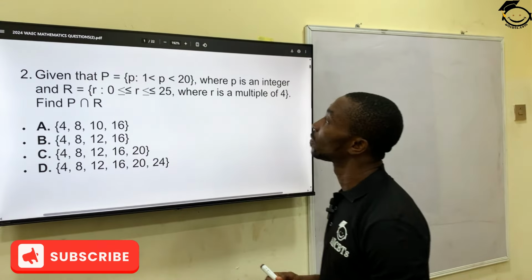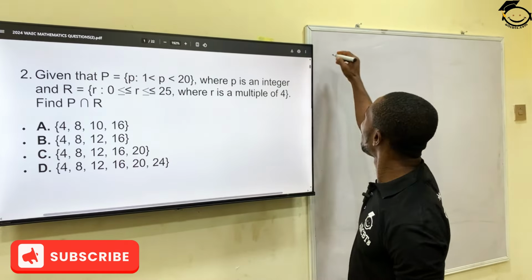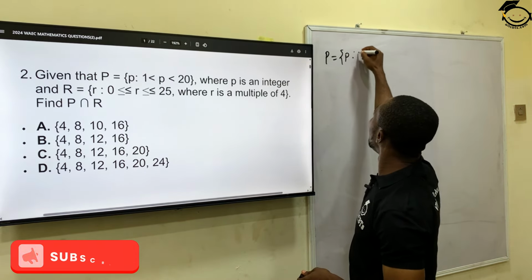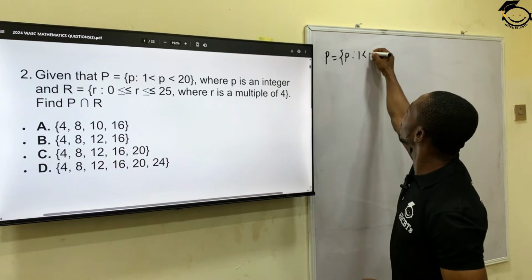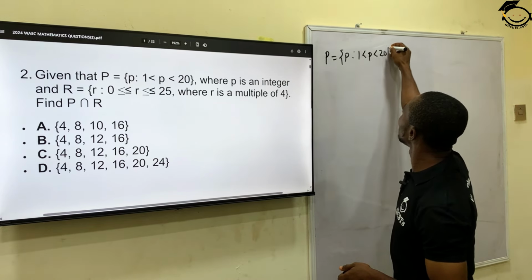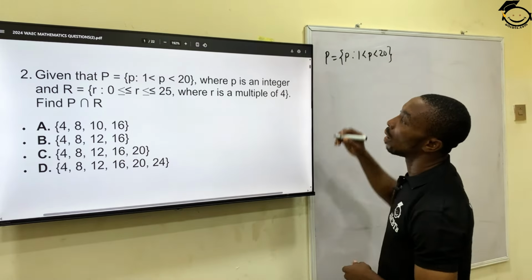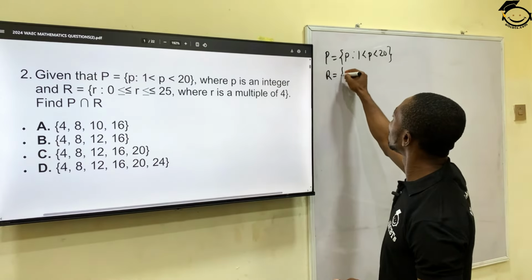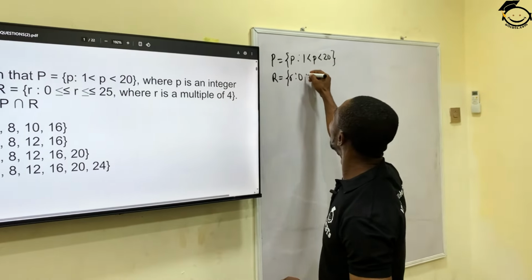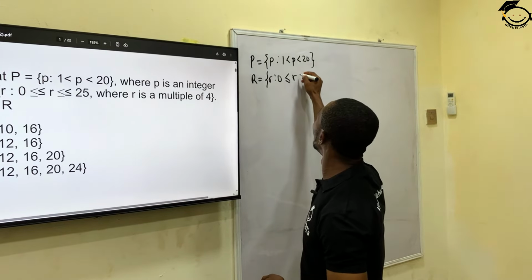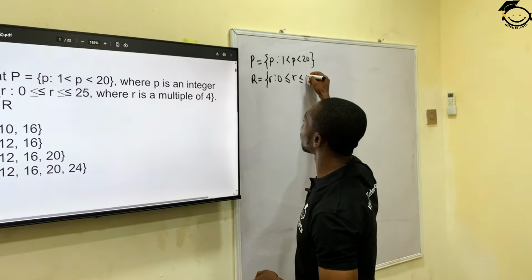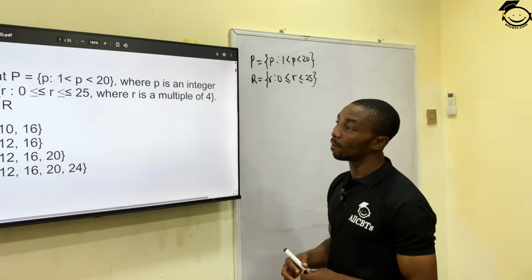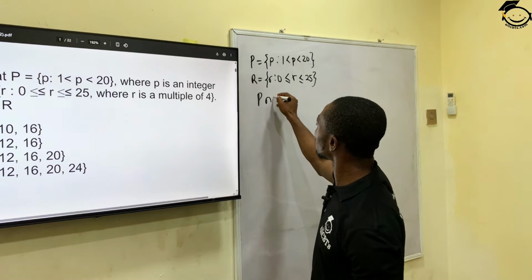Given that P equals 1 less than P less than 20, where P is an integer, and R equals 0 less than R less than or equals to 25. Now, where R is a multiple of 4, find P intersection R.